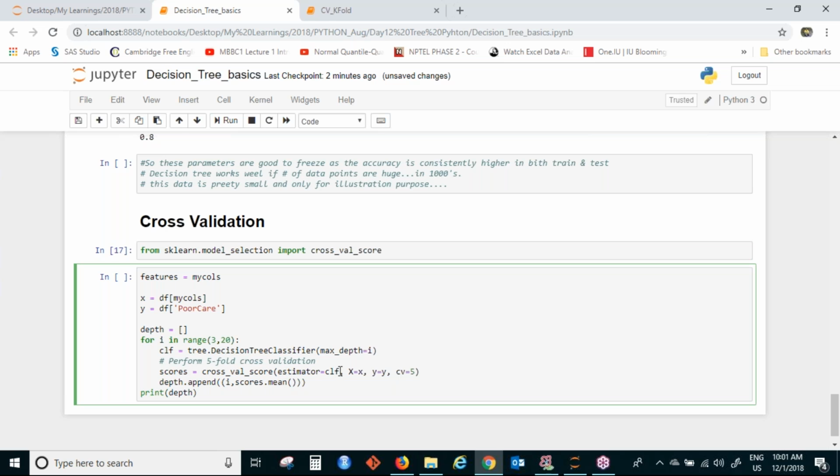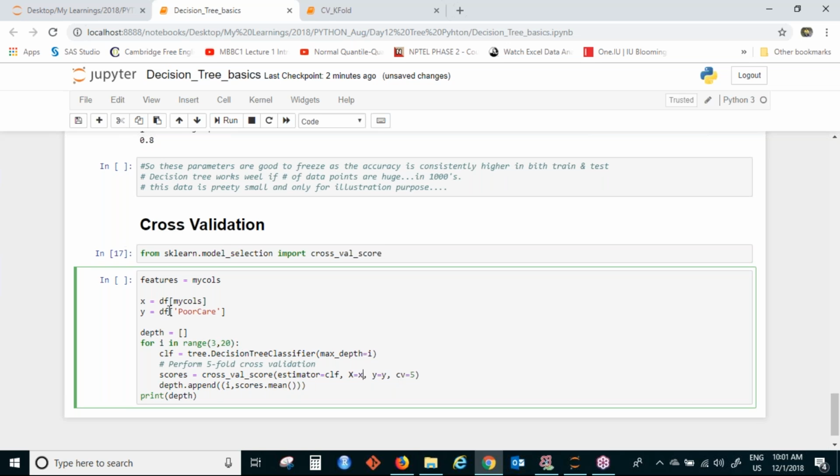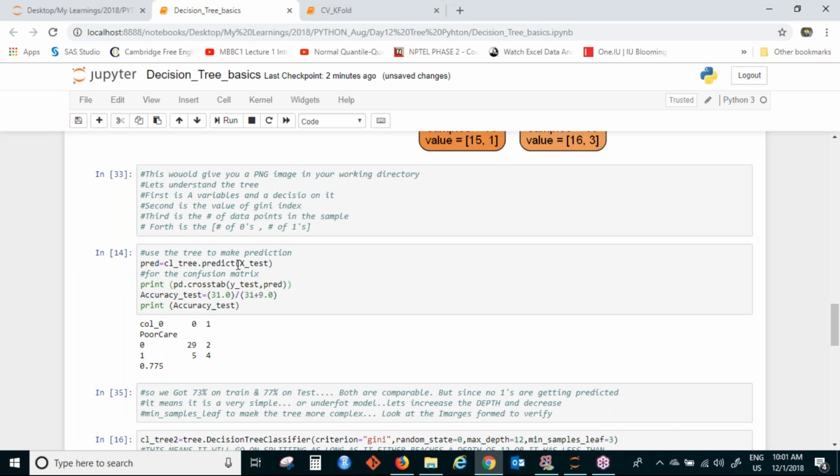estimator is equal to clf. Okay, X is equal to this small x. What is the small x? The small x is the data frame. And so I'm running this on all the data. I'm not running this on just the training data. You can do that as well. So here I'm running it on the entire data, not just on training or test. I'm running it on the entire data.